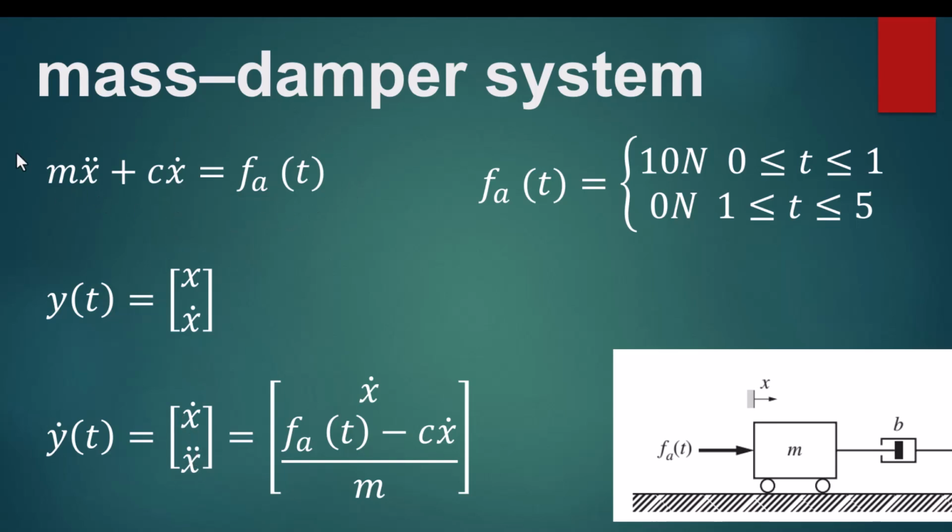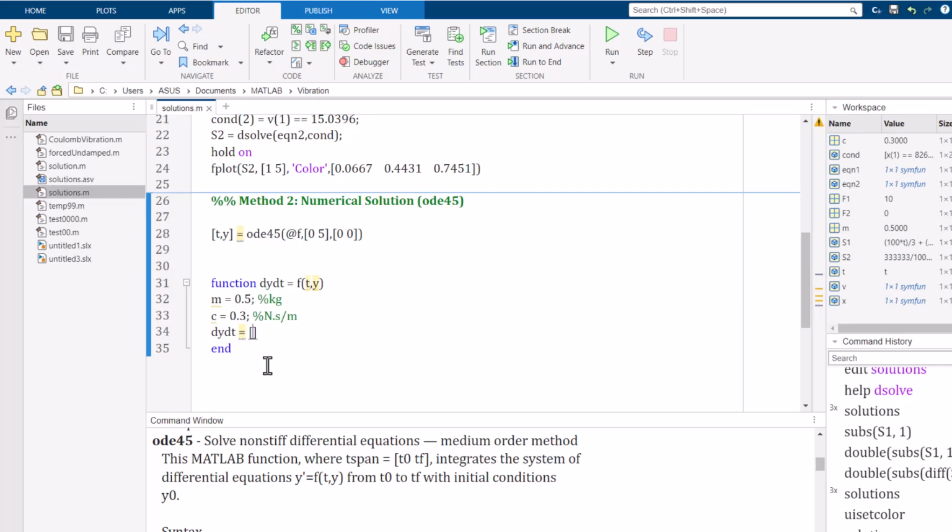I have a governing equation, and if I put c x dot on the other side of the equation and divide the whole equation by m, I find out that f minus c x dot over m is equal to x double dot. So here c and m are constants, and f is a known input to the problem, and x dot is one of my state variables. So it is an acceptable form. It is the standard form of differential equations for ODE45, and that's how I'm going to define dy dt.